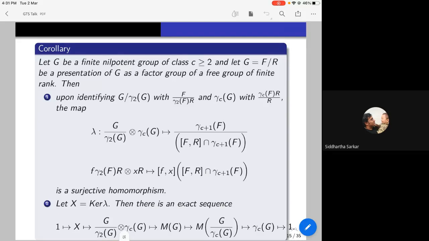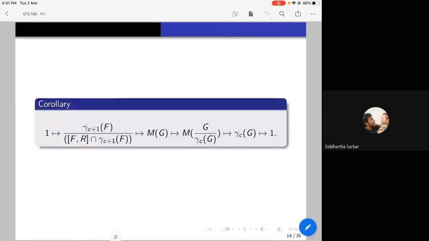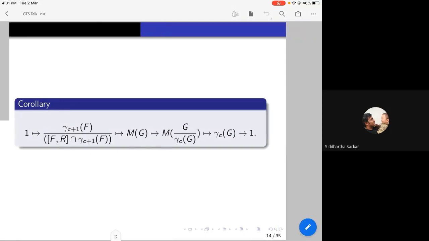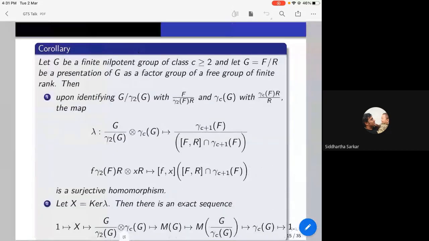So you consider the kernel of this map and denote it by X, then we can replace this term gamma c+1 F upon F R intersection gamma c+1 F by these two terms. So 1 going to X to G by gamma 2 G tensor gamma c G to M G by gamma c G to gamma c G to 1. Okay, now everything is in G only.